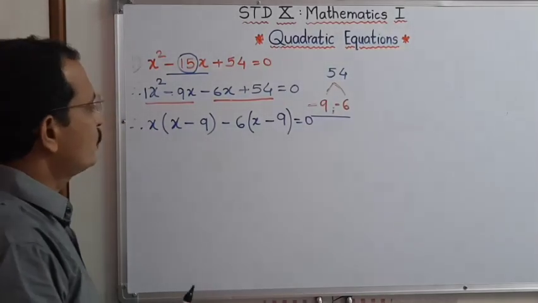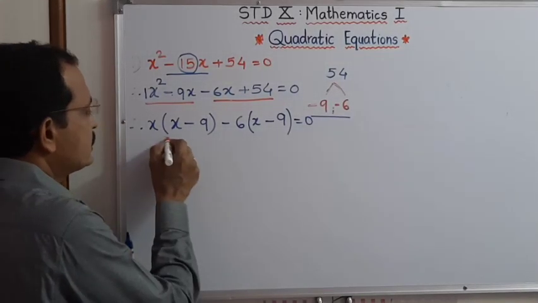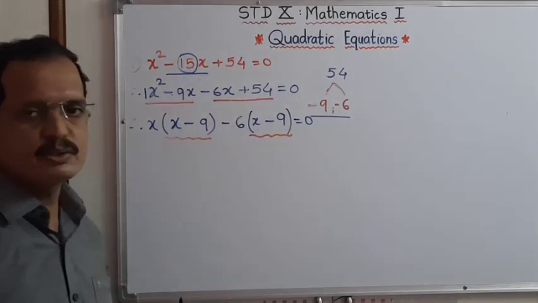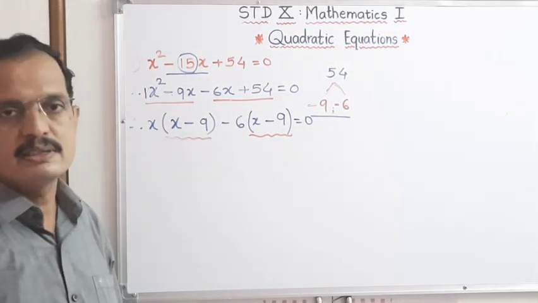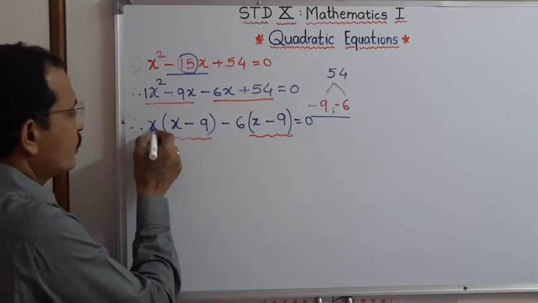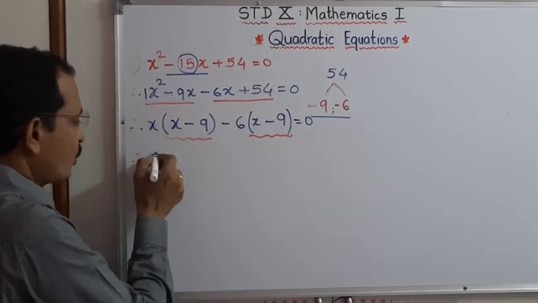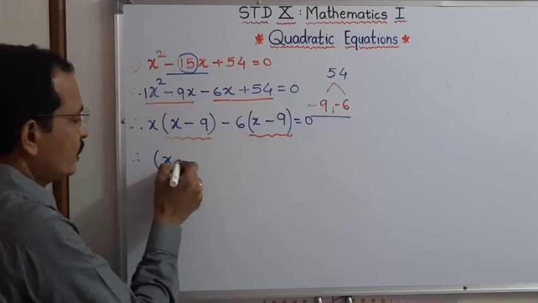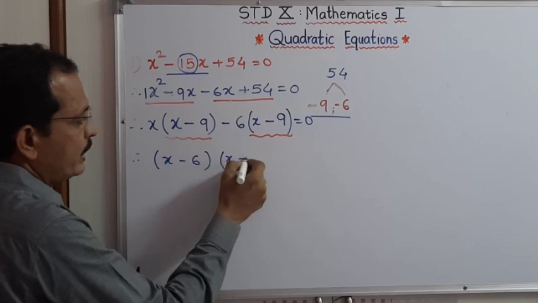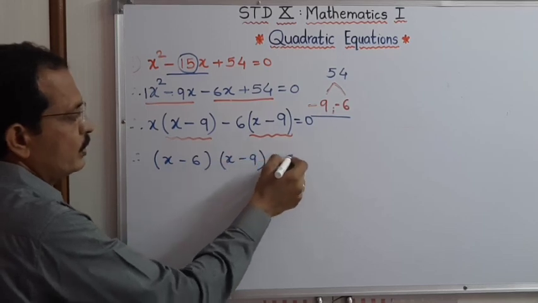Now dear student, you observe this step. Here it is x minus 9 and here it is x minus 9. These both brackets must be the same. Now first of all we take out this common in one bracket, and instead of these two we write x minus 9 and equal to 0.